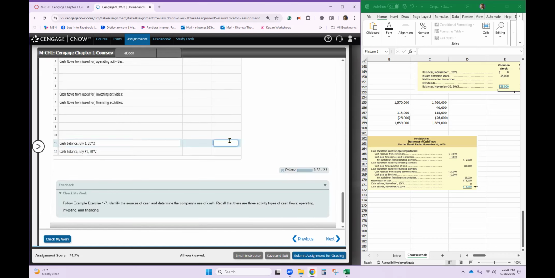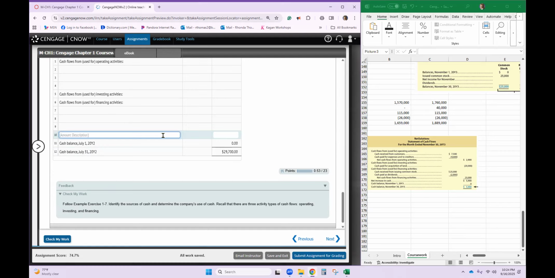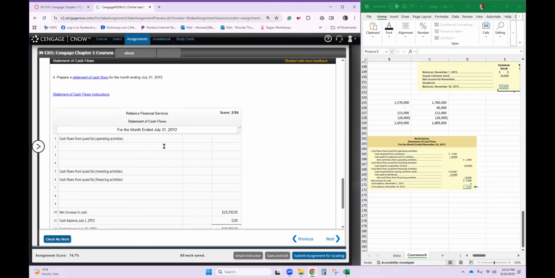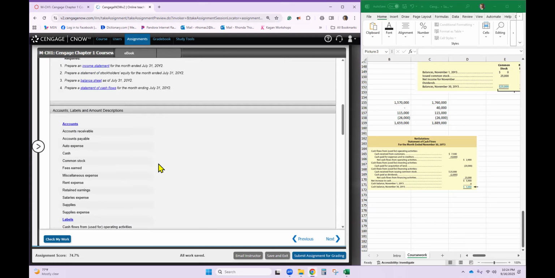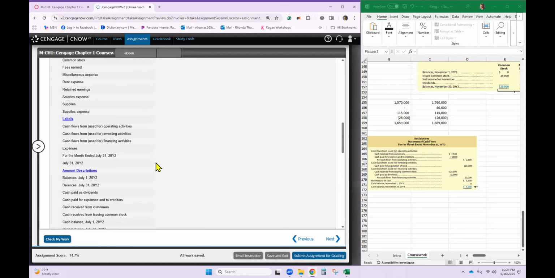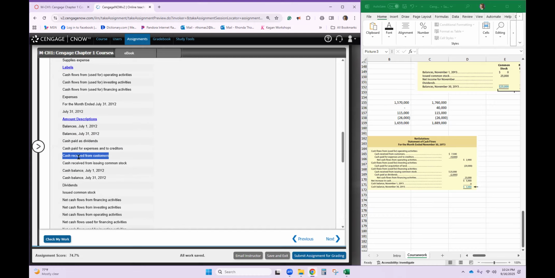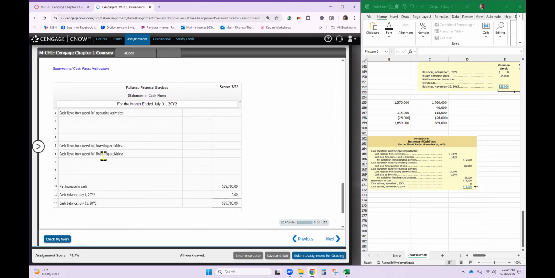Okay, it started with 0. It has 29,700 now. So it had a net increase of exactly the balance because this is the first month of business. Net increase in cash, 29,700. Okay, we had cash received from customers. So we'll start on this upper part here. Cash received from customers.